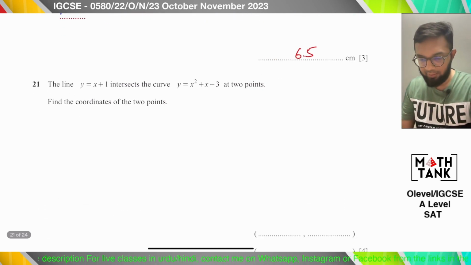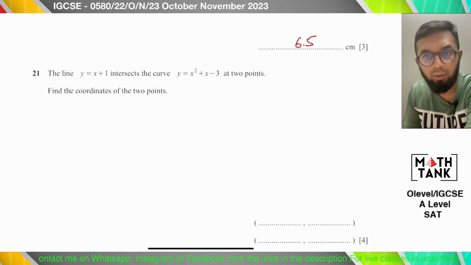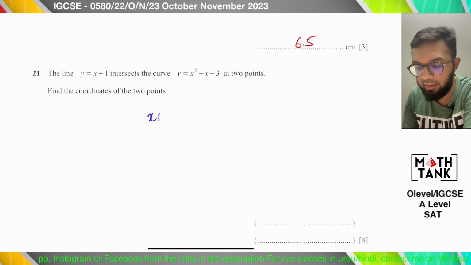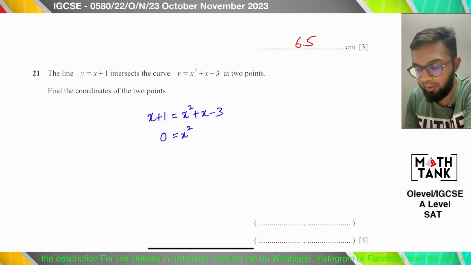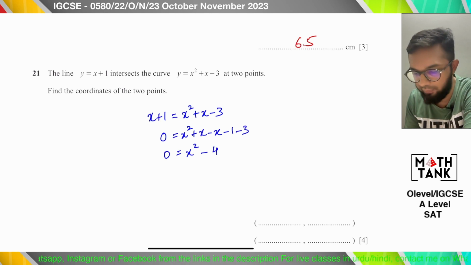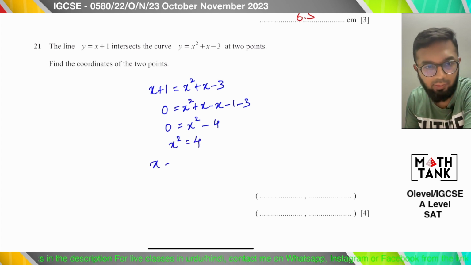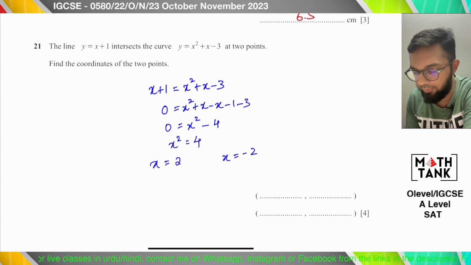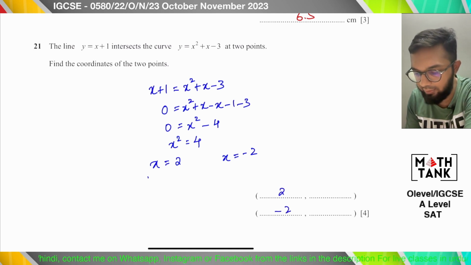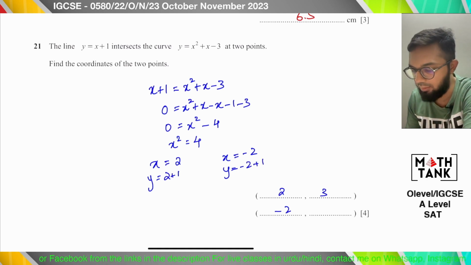The line y equals x plus 1 intersects the curve. Find the coordinates of the 2 points. Whenever you have a line and a curve and you want to find intersection points, it's just about solving simultaneously. So x plus 1 equals x squared plus x minus 3. x squared plus x minus 1 minus 3. So x squared minus 4. So x should have two answers. So x squared equals 4, and x should either be 2 or minus 2. What are the values of y? 2 plus 1 and minus 2 plus 1. So 3 and minus 1.